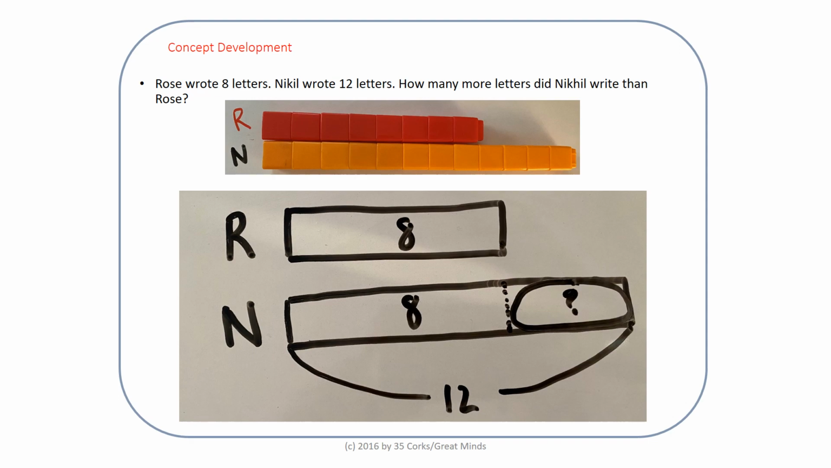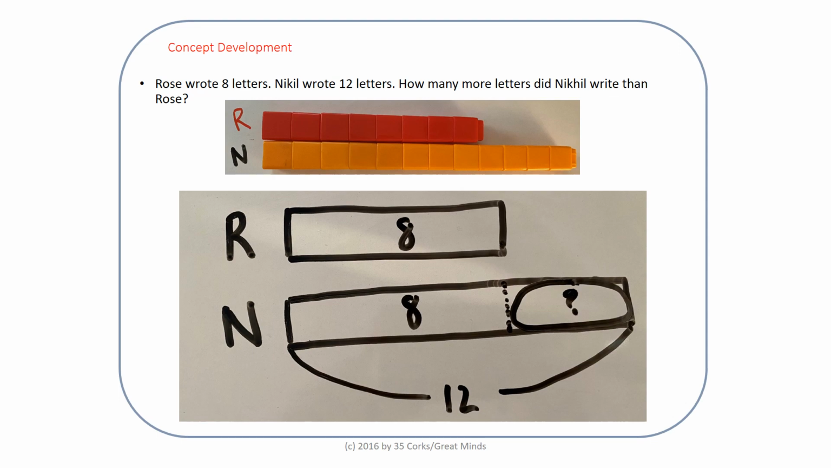Looking at my question mark, how many more letters did Nikhil write than Rose? What can we do to figure out the unknown part? I want you to think. What can we do to figure out the unknown part? We can look at our cubes and see how they're lined up. We can count what's the extra cubes in the orange stick or Nikhil stick.